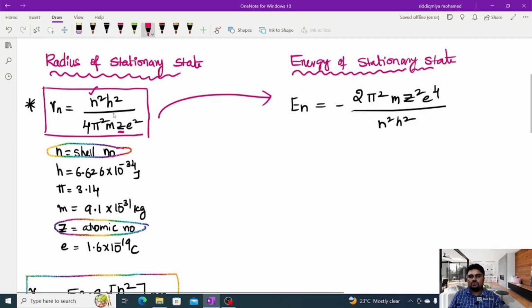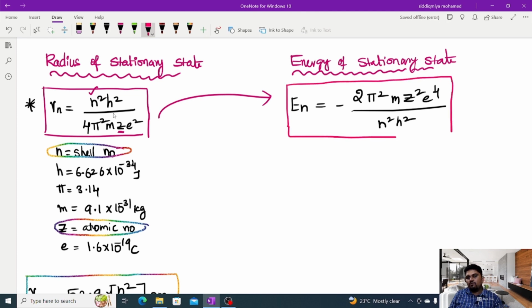Once you observe the difference between the radius and the energy, what we have done, once again I am telling, we are just reversing, taking the reciprocal. 4 pi square m z square is there, no? The 4 pi square will become 2 pi square m. For z square we are doing a whole square. So you will get z square e power 4 by n square and h square. In this one also it is the same thing, except z and except n, all are constants. Here n means shell number, and z means atomic number.